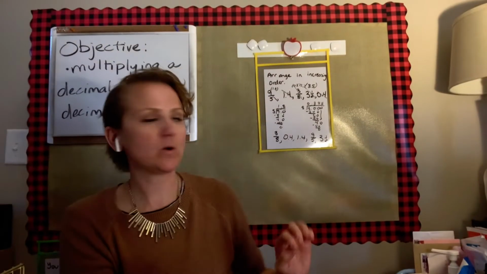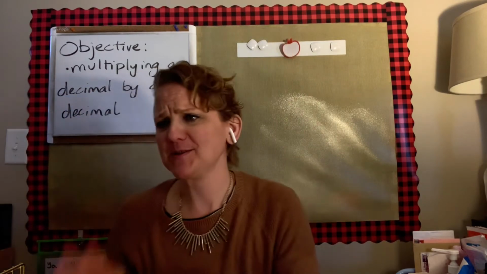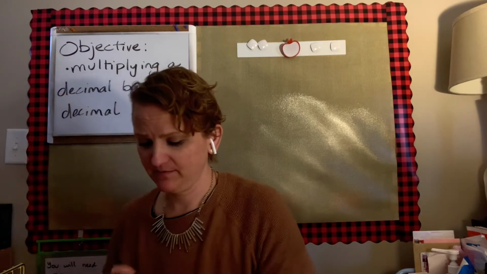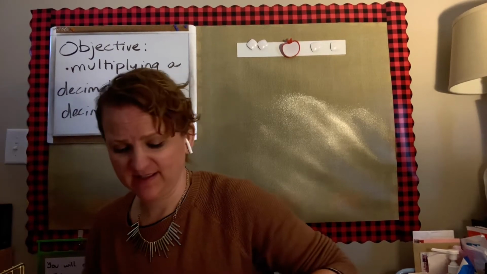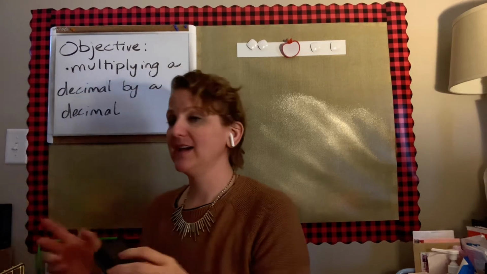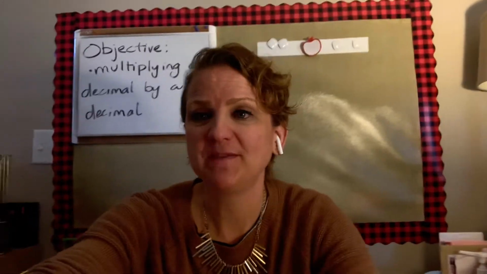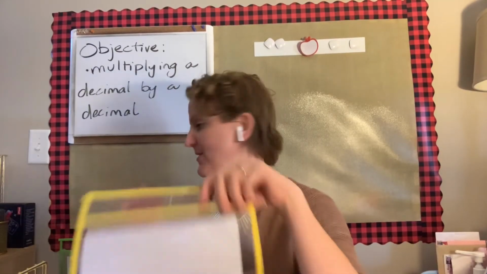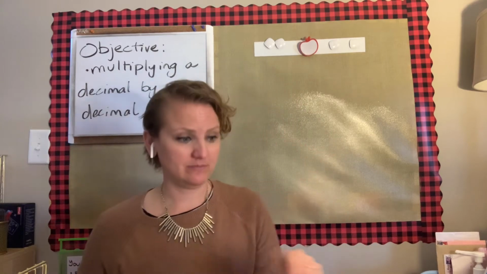Okay? With that, we've been doing all kinds of multiplying and dividing of decimals, specifically looking at tenths and hundredths and thousandths and multiples of that, or multiplying decimals by a whole number. So today we're shifting gears and we're going to be working on multiplying a decimal by a decimal, okay?